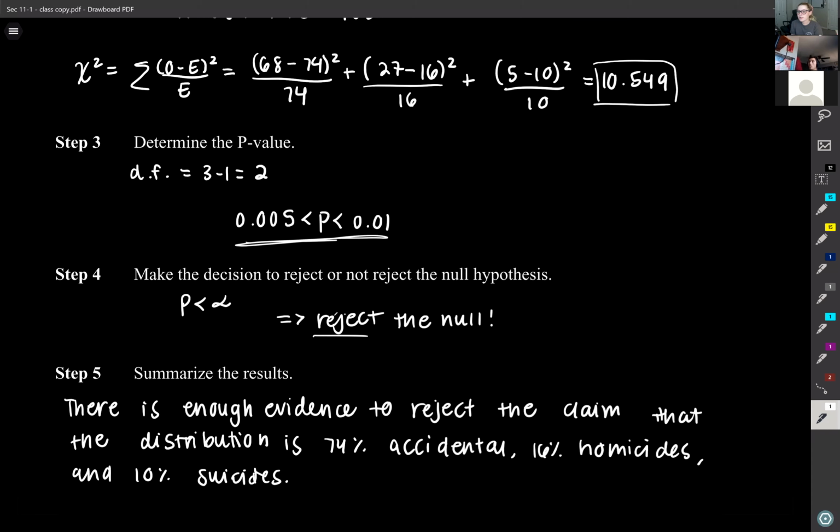All right, anyone have any questions on this example? All right, so I'm gonna stop.